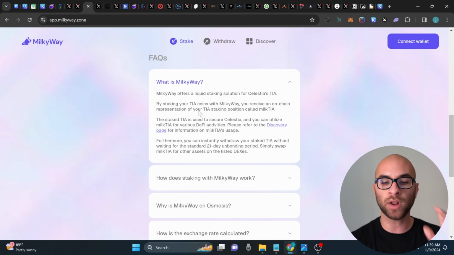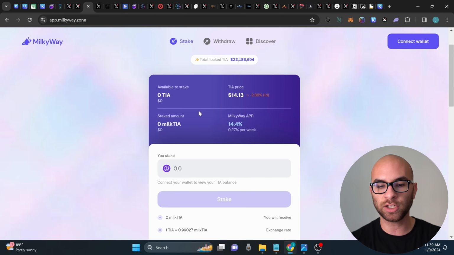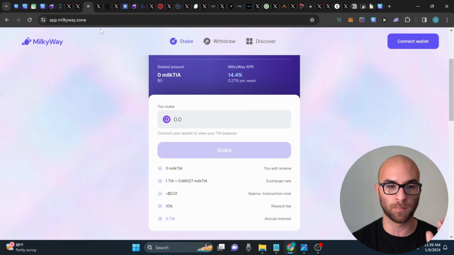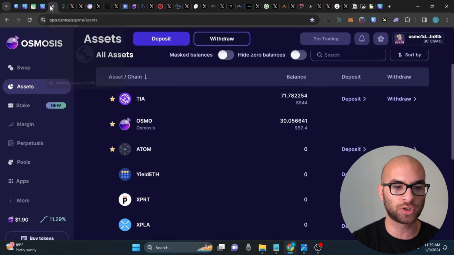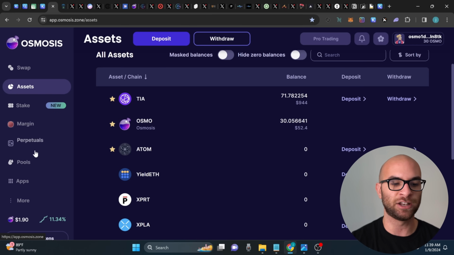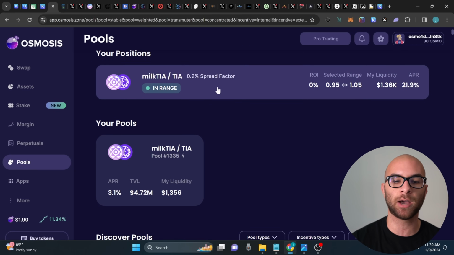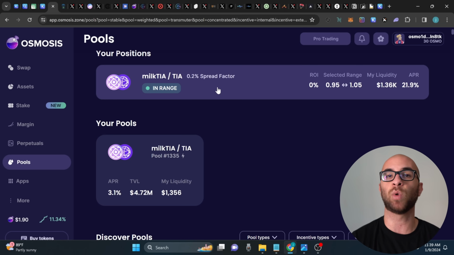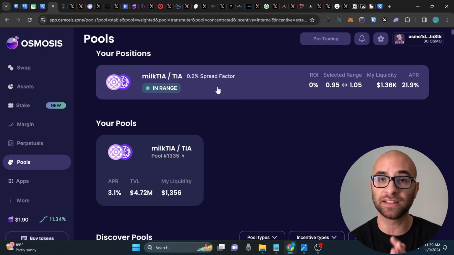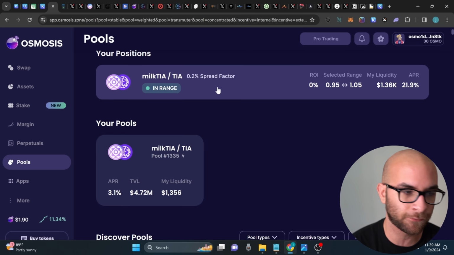That's just kind of my mindset, especially with the amount of capital I have that I try doing on these different things. Now, one thing that you have to note, guys, is when you actually deposit your TIA and get your Milktia, you can now go to the Osmosis site and you can actually go to this Pools tab. And on this Pools tab, you're going to be able to look up this Milktia as well as TIA in order to provide liquidity. Now, they're also looking for this as well.